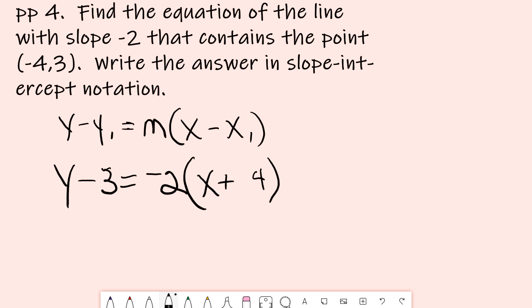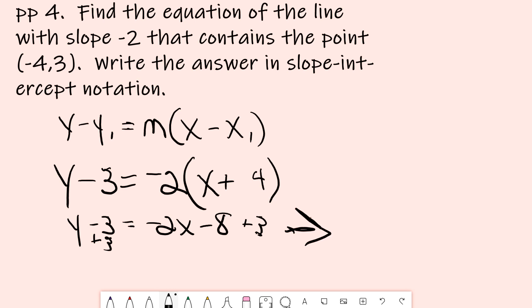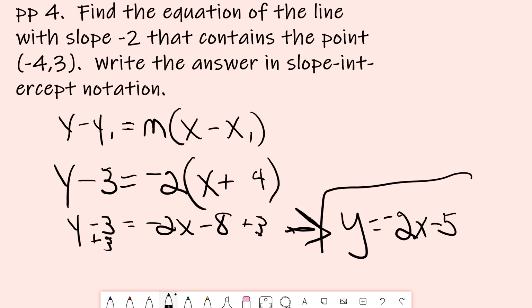All right, so how do I do that? Well, I could distribute first. So I could say y minus 3 equals -2x minus 8. And then I can add 3 to both sides to get the y by itself. And I end up getting y equals -2x minus 5. -8 plus 3 is -5. So this is my solution for that part.